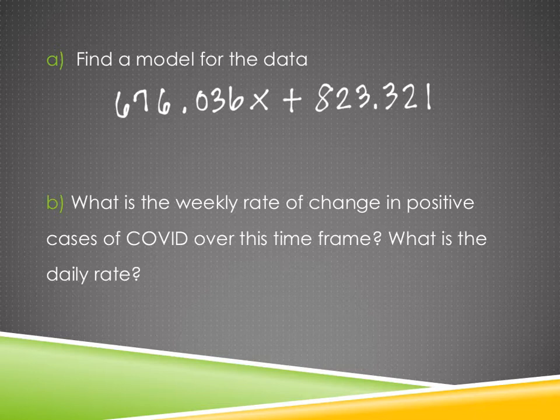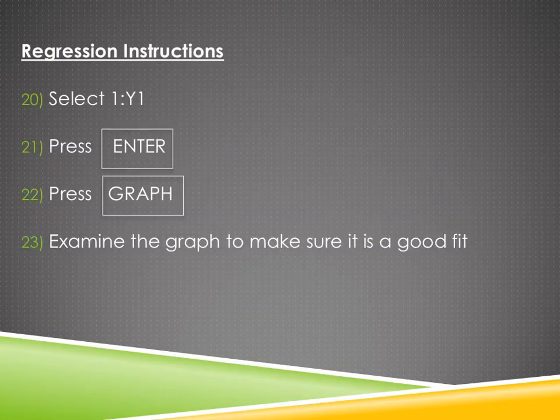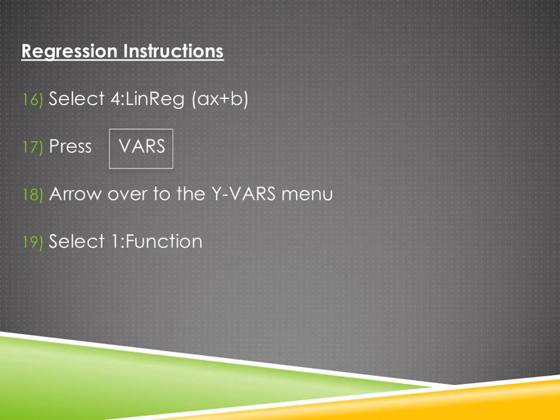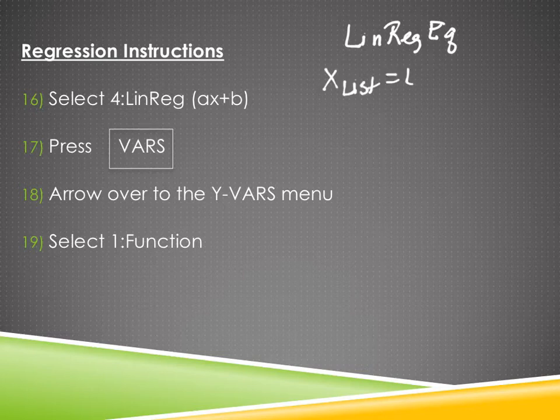So let me write this on the screen so that you have a copy of it too in a visual format. So right at the top, yours might say now linear regression equation. Something like this. It says X list, and it should say L1. Y list should say L2. Your frequency list should be left blank. And then does it say store regression equation? Is that what it says?